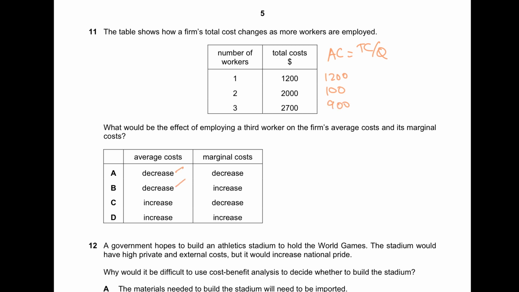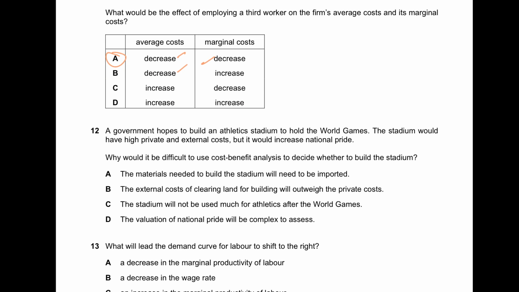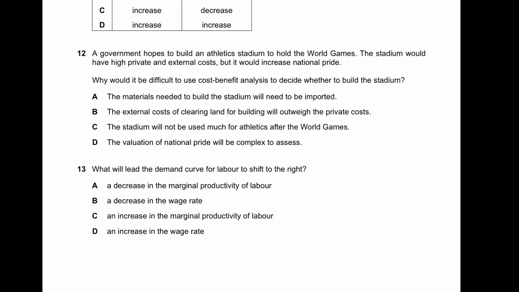For marginal cost, I need to find the difference in total cost over the difference in quantity. So let's look at marginal cost. That's basically going to be 800 here, and that's going to be 700 here. So my marginal cost is also decreasing, and therefore the answer is A.